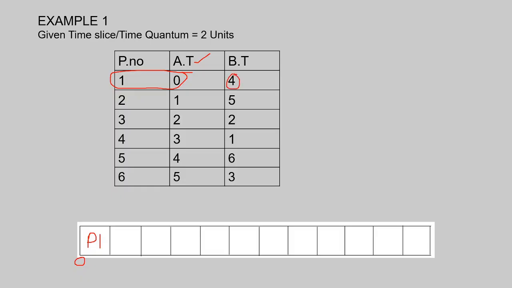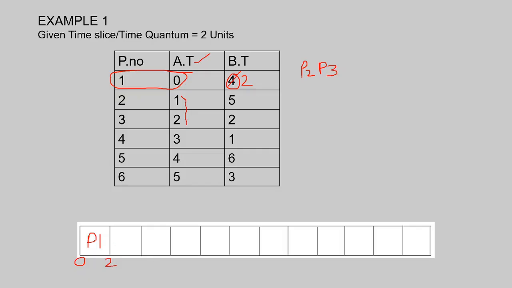Now every process is going to execute for 2 units. At the beginning, out of 4, process P1 is going to execute 2 units and the remaining 2 units will remain. So process P1 is going to execute from 0 to 2 units. While process P1 is executing, check if any other processes are in the queue now. Yes, process P2 and process P3 are in the queue now.